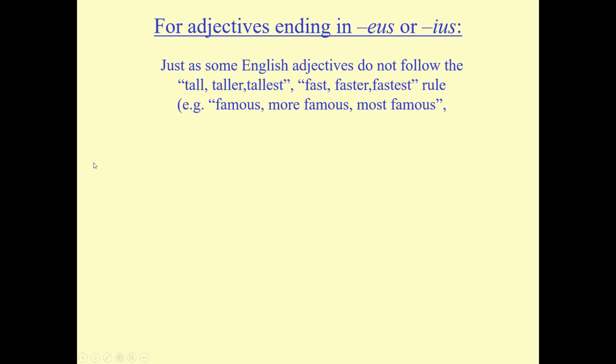The next irregularities are a smaller set of words, but it's quite irregular. This would be any adjective ending in EUS or IUS, okay? And there's some adjectives in English that are very irregular, right? What I mean is they don't even have an ending. A regular comparative in English would be tall, taller, tallest. That's very regular. It adds er, then it adds est. That's how you make the comparative and superlative. There's some that are irregular, like good, better, best.